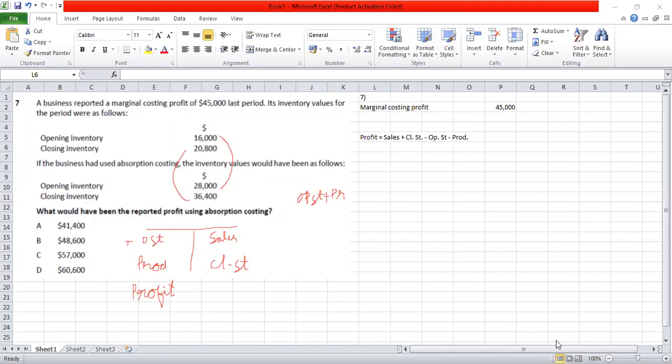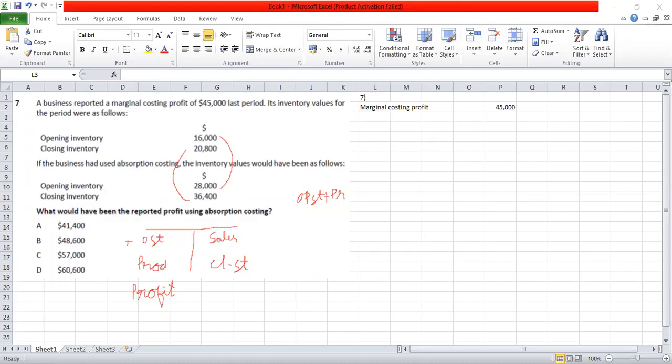Closing stock was added. Sales and production are the same under both methods, so not considering those, the treatment is only in terms of the treatment of opening stock and the treatment of closing stock. That part has to be taken into consideration. So what should we do? The difference in the closing stock has to be treated here so that we can arrive at the absorption costing profit.